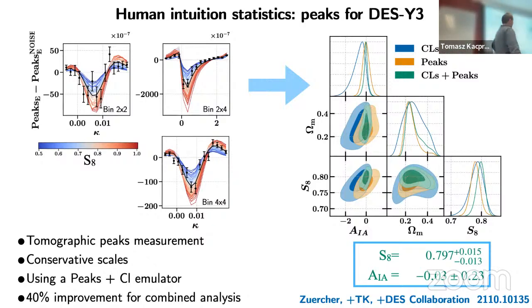So we found quite a low value of intrinsic alignment, and a little bit higher value of S8 than the main survey, but it's still quite consistent with everything that DES has seen. Okay, so these are peak counts.